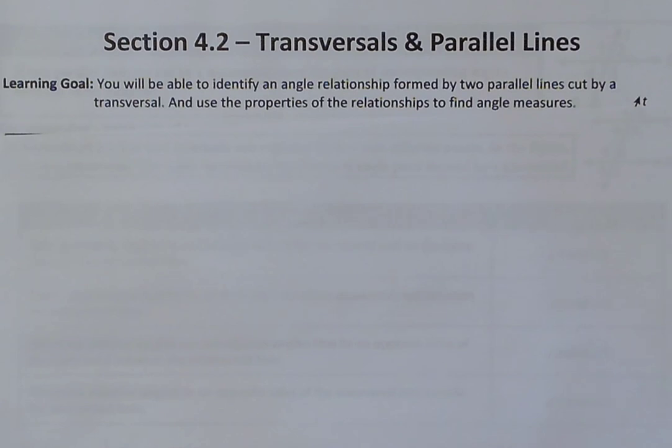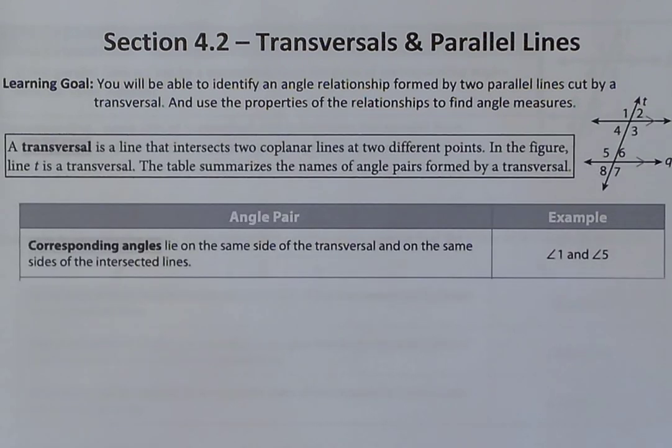So today we're going to talk about four different angle pairs. They're going to be corresponding, same side interior, alternate exterior. And after we identify where those are, we're going to talk about what property results from those different relationships. So let's first get into talking about those different angle pairs. And the first one we're going to take a look at is corresponding.